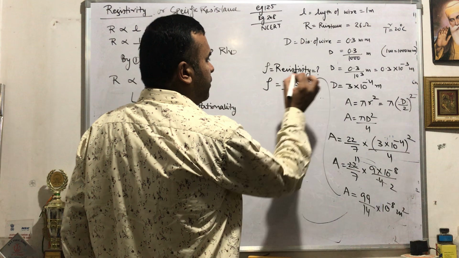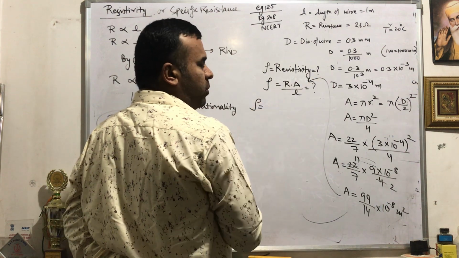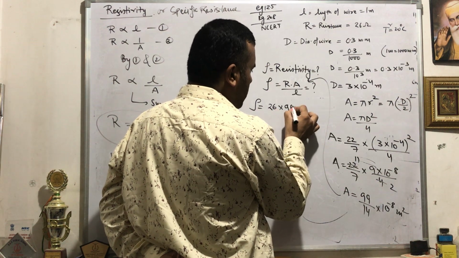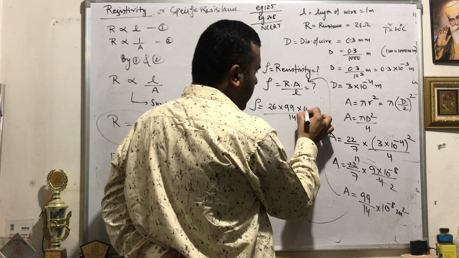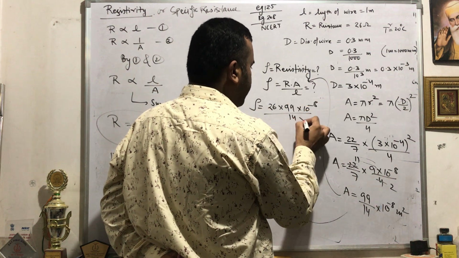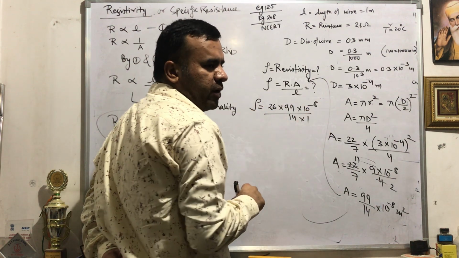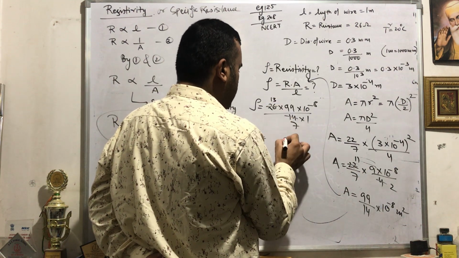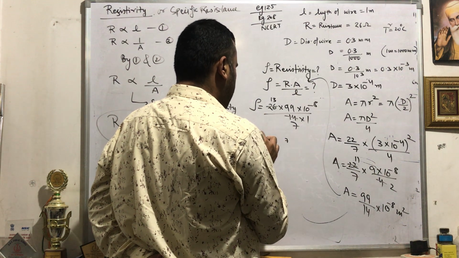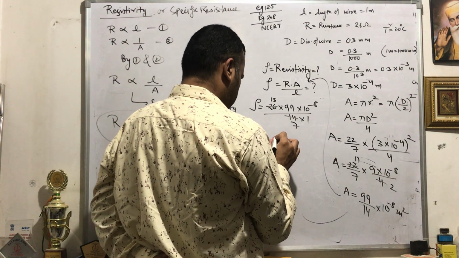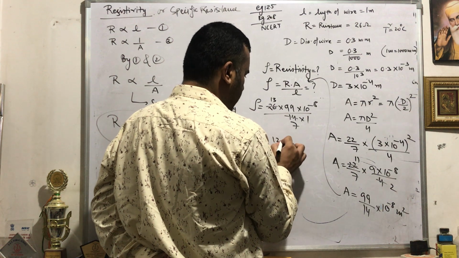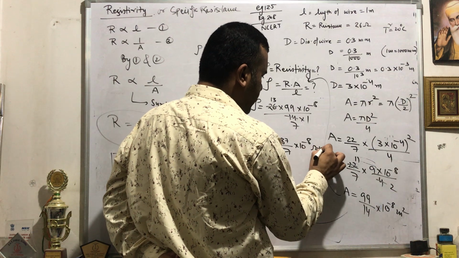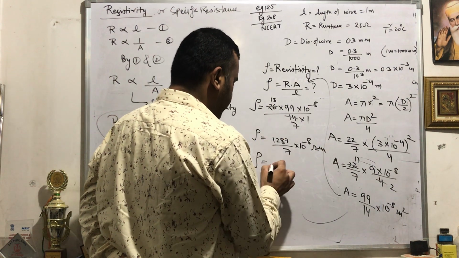Now you will put the value of this area in the resistivity formula. In place of resistance, you write 26. In place of area, you write 99 by 14 into 10 to the power minus 8. And length was given to you as 1 meter. Now you solve it, then you will get your answer. 1287 by 7 into 10 to the power minus 8. Unit is ohm meter.